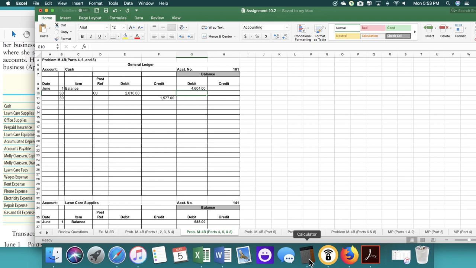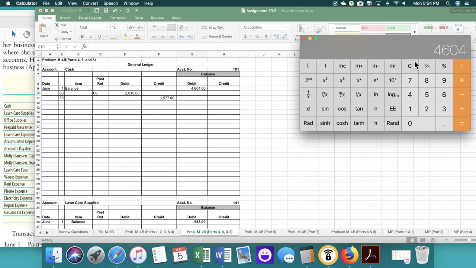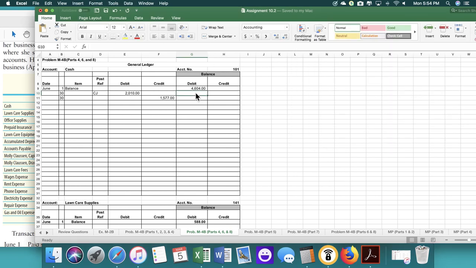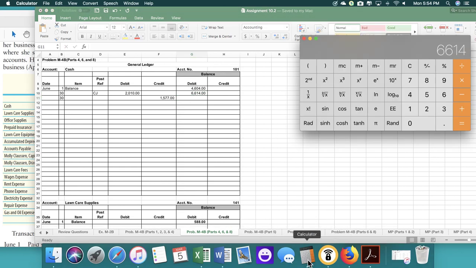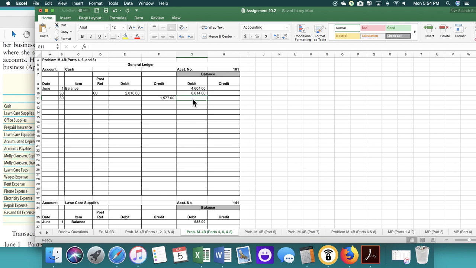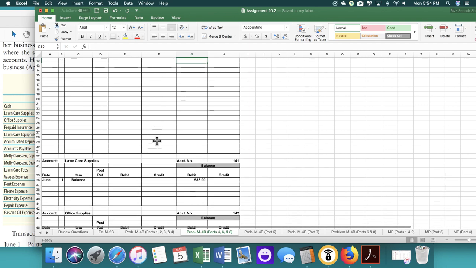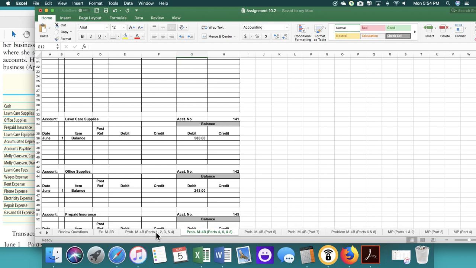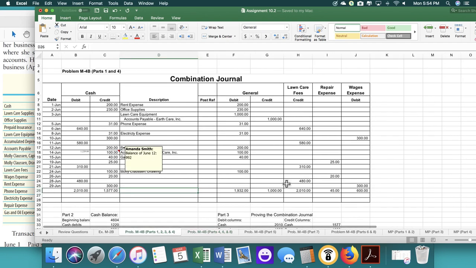And then we're going to have to do our running balance like we would typically do in the general ledger. So we have 4604, plus 2010 gives us 6614, minus 1577 gives us $5,037. And then we would do that for lawn care supplies. We don't have a specific transaction here, so that's good.